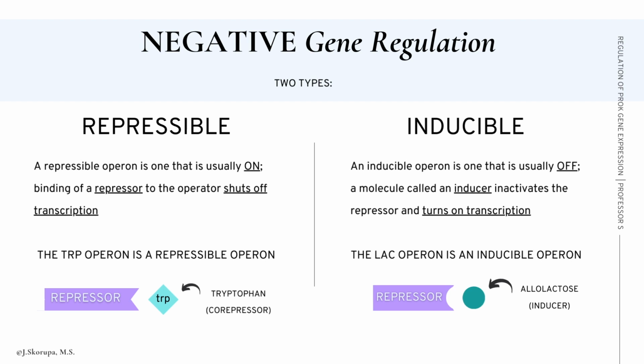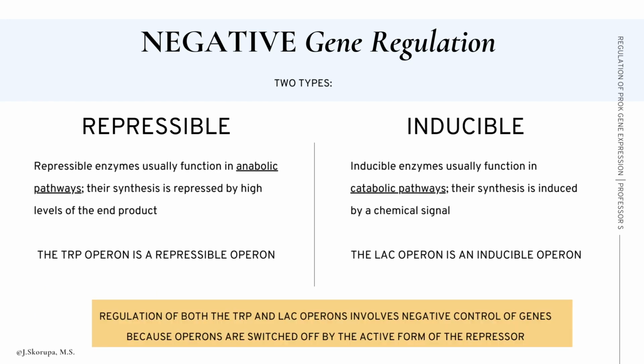The example we will learn is the lac operon. Notice here that both kinds of negative gene regulation have a repressor. The difference lies in the molecule that binds to it. We either have a co-repressor or an inducer, and they have opposite effects. Regulation of the trp and lac operons involves negative control of genes because operons are switched off by the active form of the repressor.